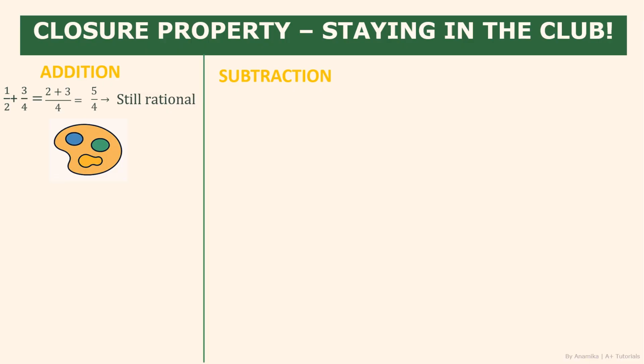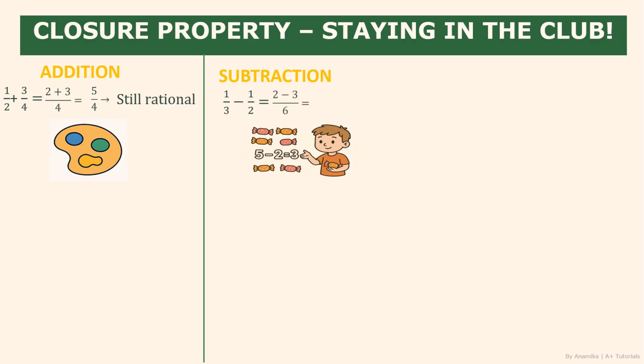Coming to subtraction. Out of 5 candies, if someone takes 2 candies, you are left with 3. And that 3 is a rational number. Let's look at another example. 1 by 3 minus 1 by 2 equals 2 minus 3 divided by 6, which gives us negative 1 by 6. And that is still rational. So you stay in the club.